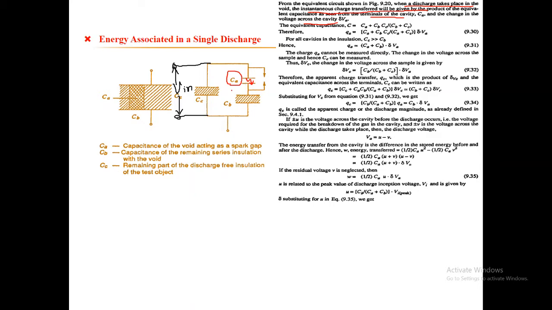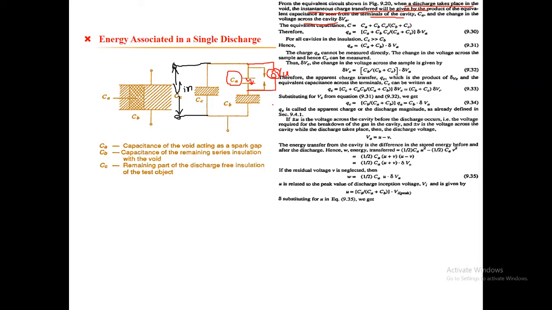So now we need to see it from the cavity side. If I connect a voltmeter here, it will give the amount of voltage that is changed when the energy has been transferred from the cavity to the healthy portion of the dielectric material.